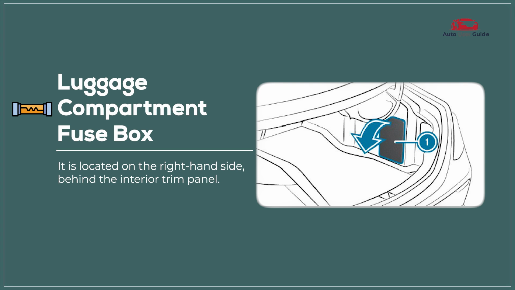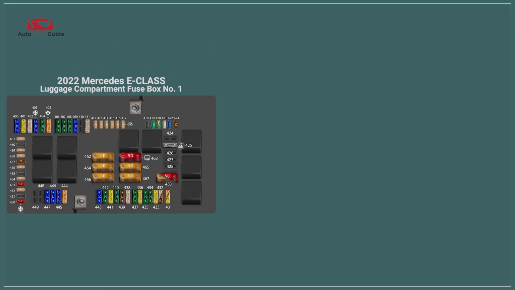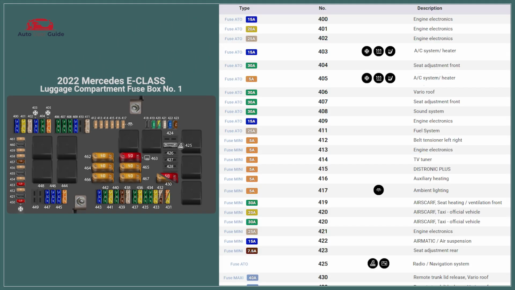Luggage compartment fuse box. The luggage compartment fuse box number 1, 2022 Mercedes E-Class, supplies and protects electrical circuits for rear vehicle systems such as tail lights, trunk functions, and rear comfort features.